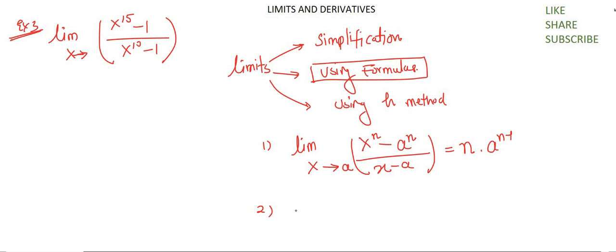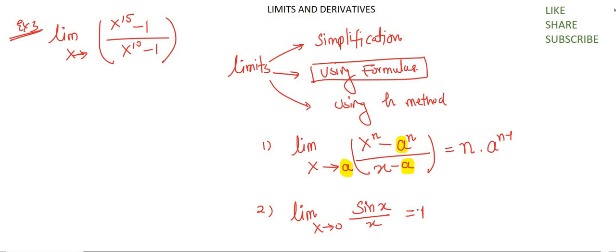Second formula is, one thing that you should notice is in this a and this a, these three should match. Then only we can use this formula. This a and this a should match. Next formula is limit x going to 0, sin x by x is 1. This is the next formula.